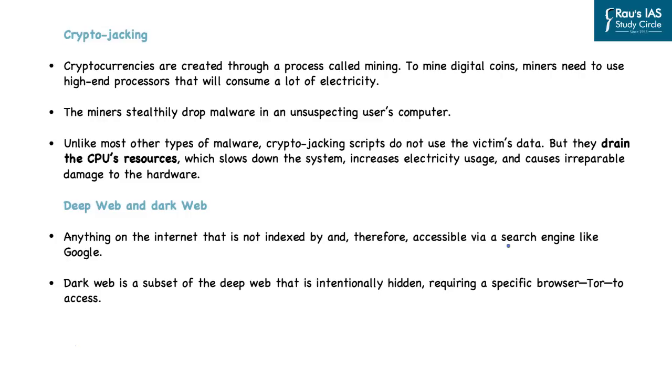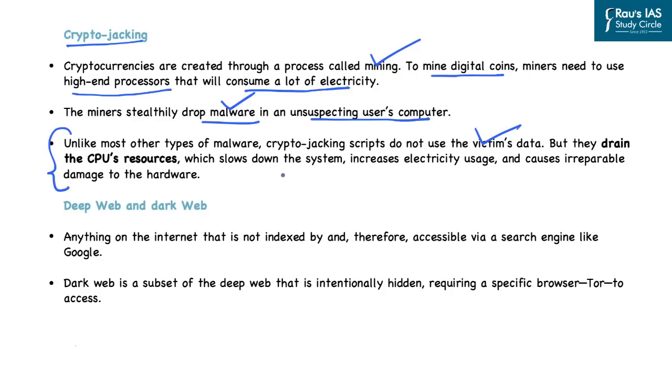Then another tool that is being utilized these days is known as cryptojacking. Now we are aware that the cryptocurrencies are created through a process called mining, which utilizes high-scale computations using the computer systems. And in this mining process, to mine digital coins, which are cryptocurrencies, the miners need to use high-end processors that consume a lot of electricity. Now the cryptojackers, to create cryptocurrencies, drop malware in an unsuspecting user's computer. Now these malwares do not use the victim's data. However, what they do is that they drain the resources of the CPUs of the computer, and it ultimately leads to slowing down of the system and also leads to increased electricity usage and can cause irreparable damage to the hardware of that particular computer.